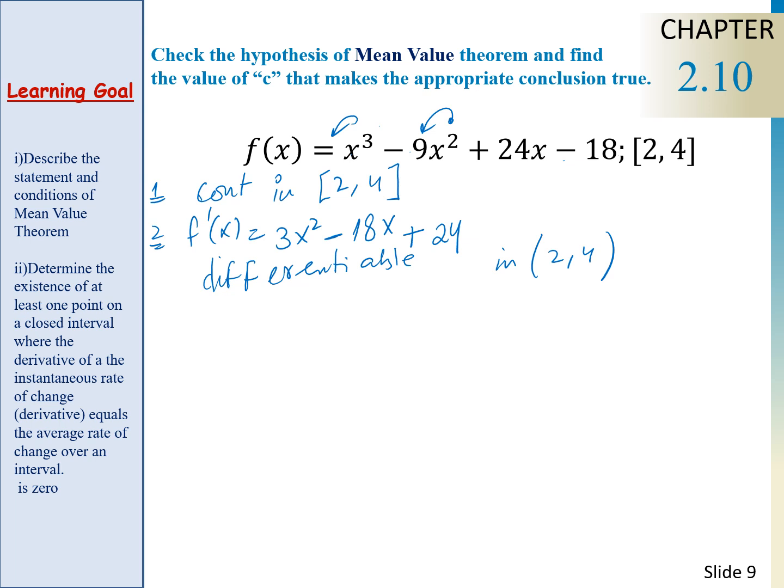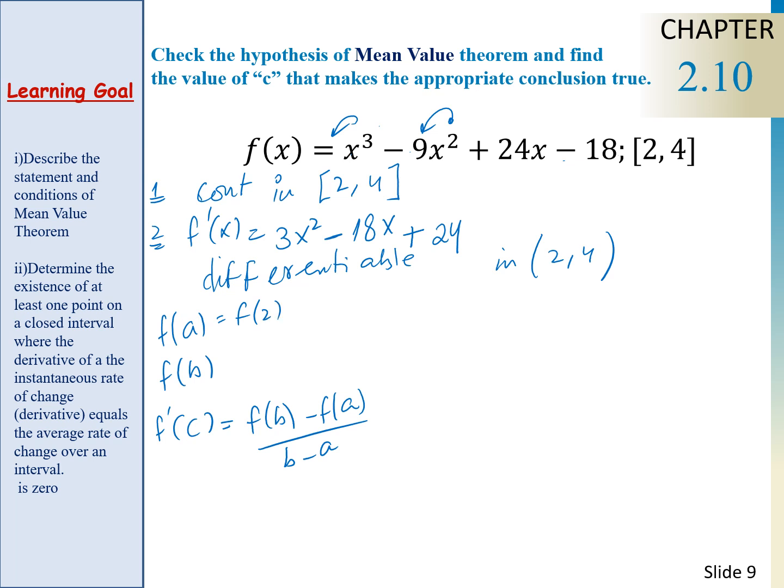Now, if it is so, then we have to find out the value of f of a and f of b to put it in our mean value theorem, that states that the slope of the tangent line is equal to the slope of the secant line. So this is the formula of the mean value theorem. So first of all, find out f of a. F of a means f of 2. F of b means f of 4. From where do I get these values? Here is the a and here is the b value. So put it in the formula.